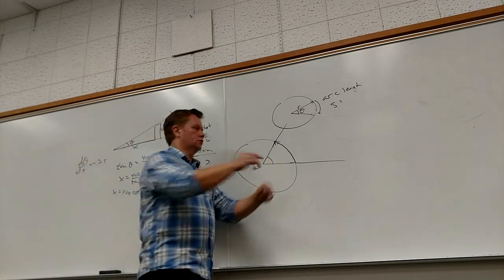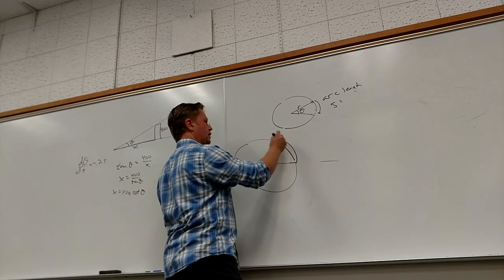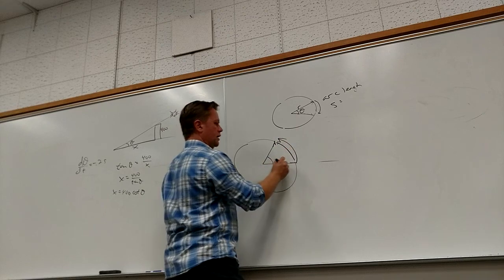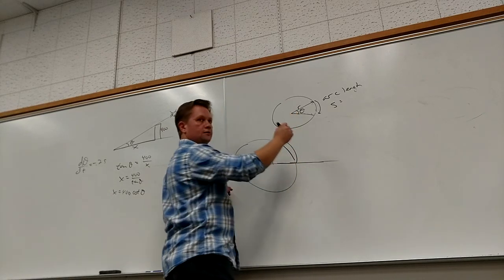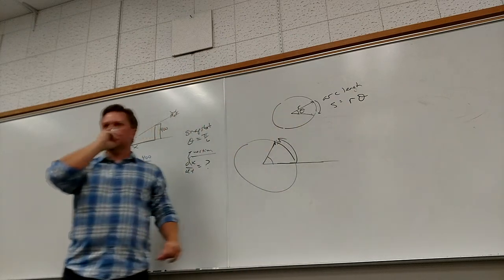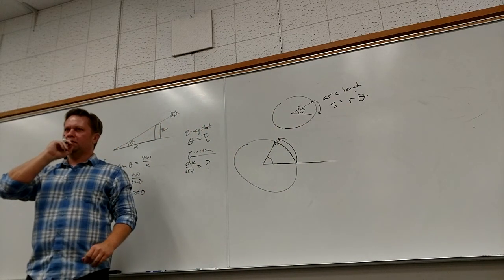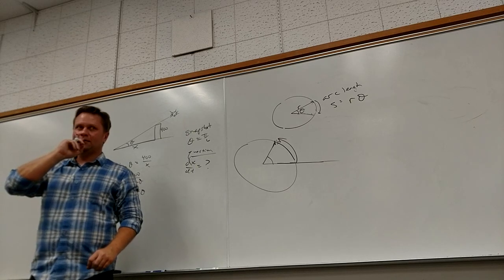Okay. So the arc length then depends on how long the radius is. So the arc length is r times theta. Does that sound familiar to anybody? Sounds familiar.